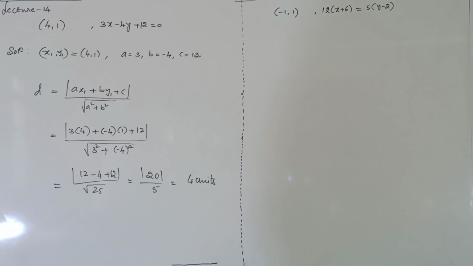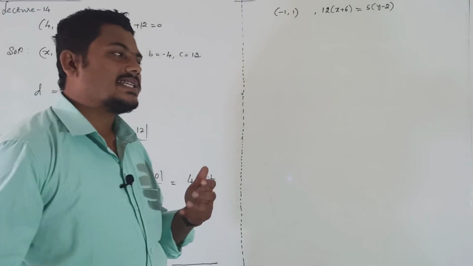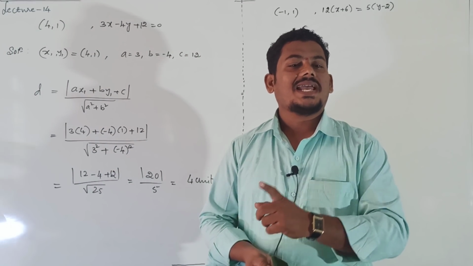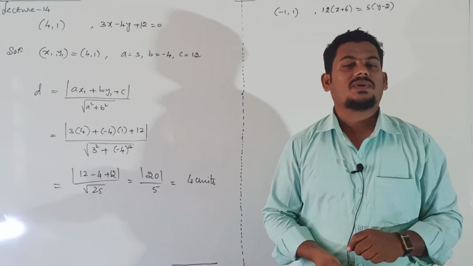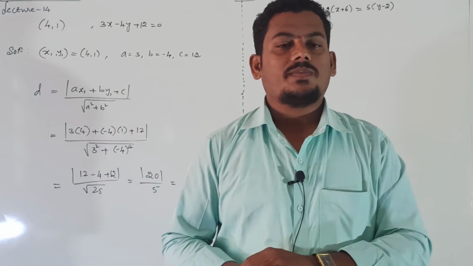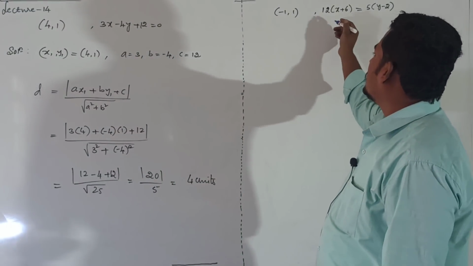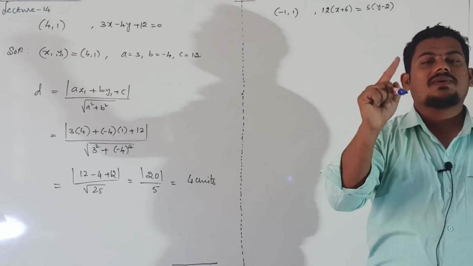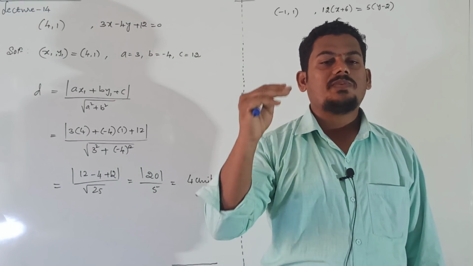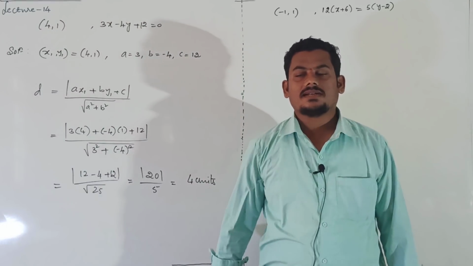In this case, line and one point they have given. We need to find distance between point and line. Before finding distance between point and line, the equation should be in the form of ax plus by plus c equal to 0. Given equation of the straight line should be in the standard form. So first write this equation in the form of ax plus by plus c equal to 0, right?